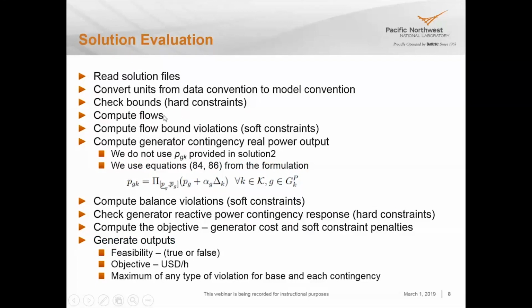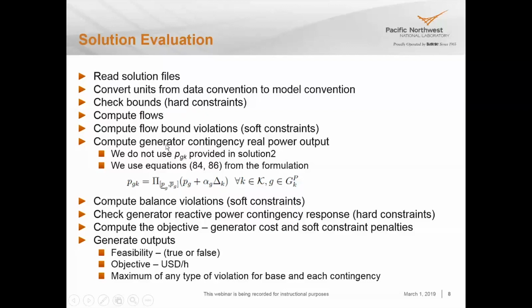We compute the flows on branches and lines and transformers. So the flows are explicit functions of the bus voltage magnitudes and angles. So we can just evaluate those functions. Then we compute flow bound violations. These are soft constraints. So we've computed the real and reactive power flowing into a line, for example, at say the origin bus. If that exceeds the line limit in the data, then we evaluate that violation.